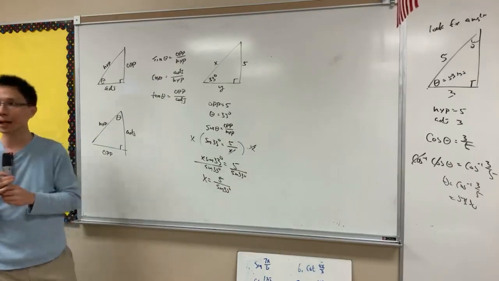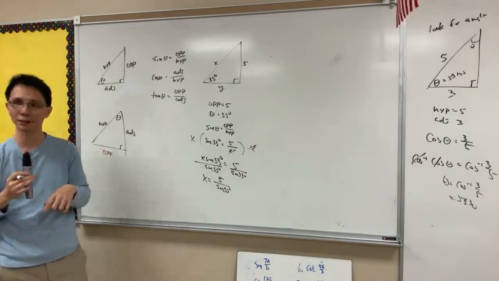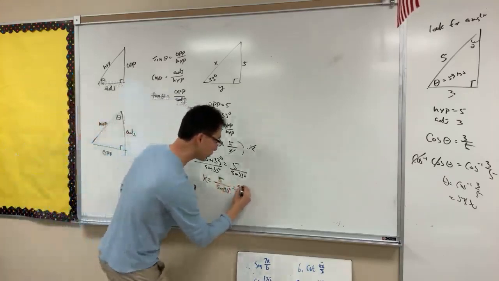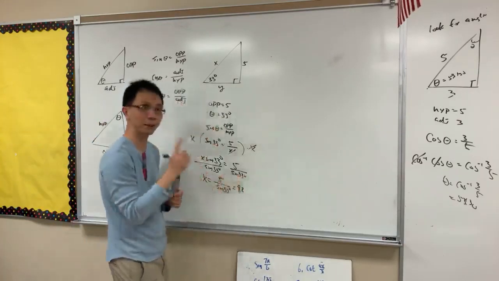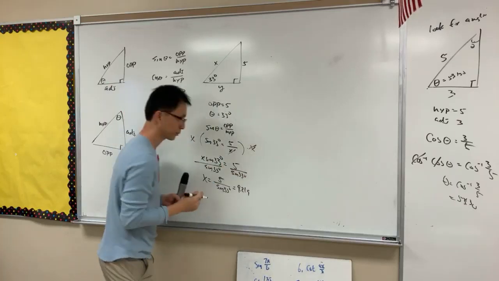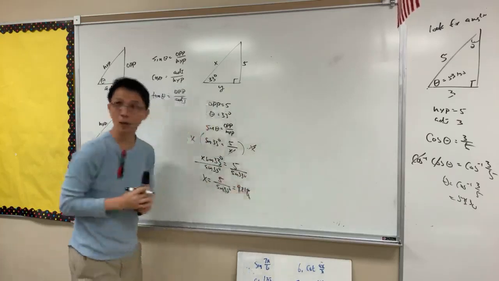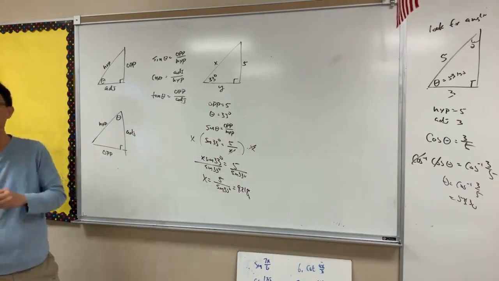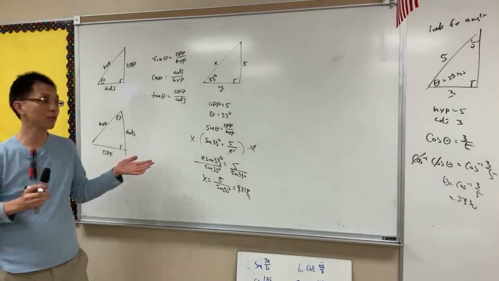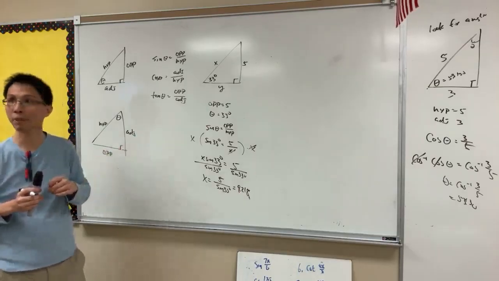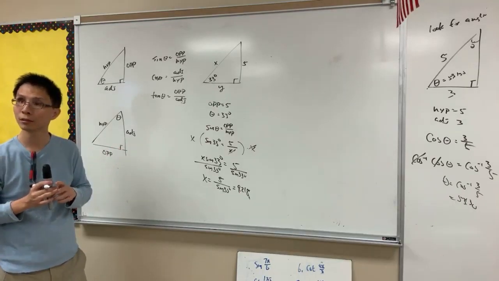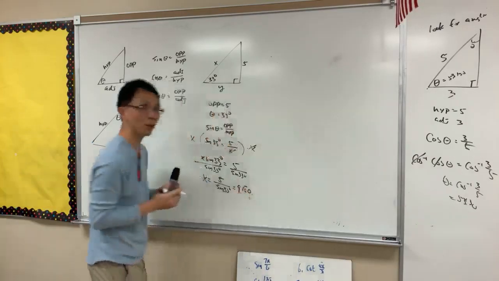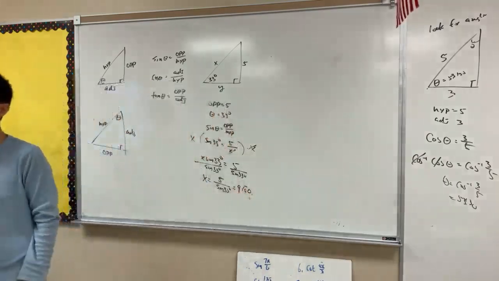Then all you gotta do is type in the calculator: 5 divided by sine of 33. Give me 3 decimal places. 9.180. Okay, so that's your answer, 9.180. Why do I keep it to 3 decimal places?